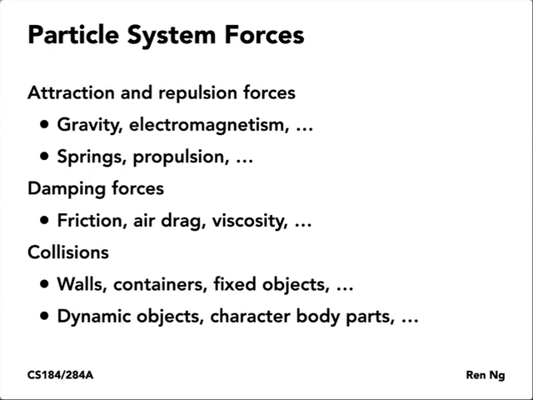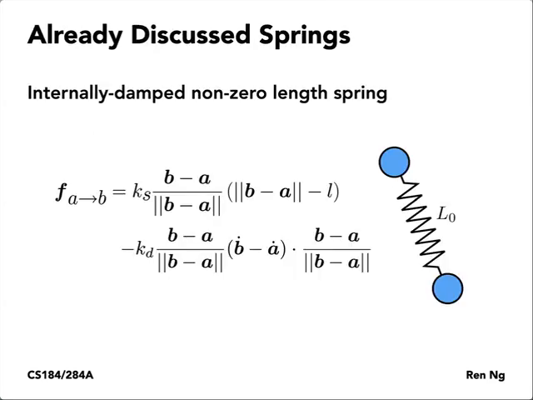There are collisions. So particles may interact or bounce off the walls of an environment. They may sit inside a container. They may be fixed objects inside the scene that they can't interpenetrate, or that they may exert forces onto, and vice versa. They may be dynamic objects in the scene, character body parts, and so forth. Okay, so collision forces can get pretty complicated and involve pretty complex force calculations.